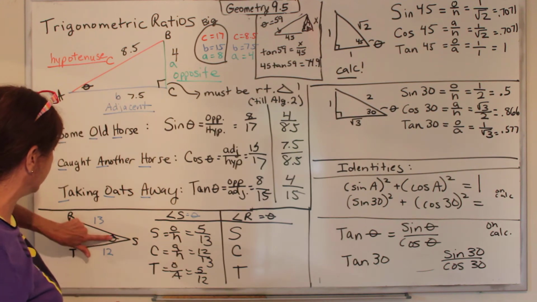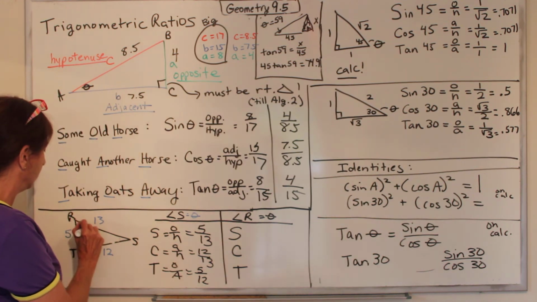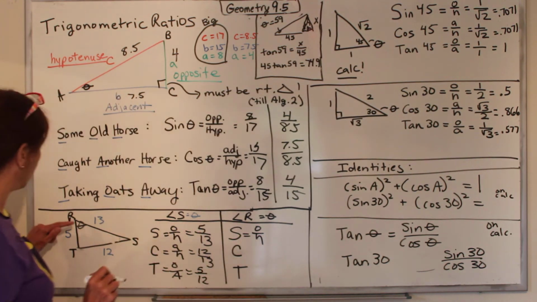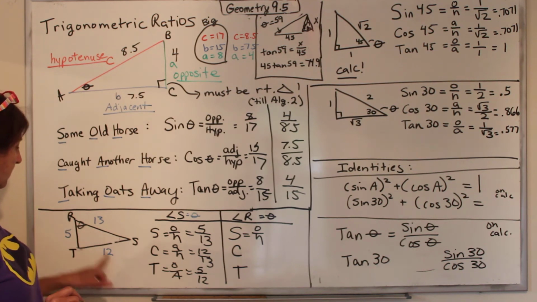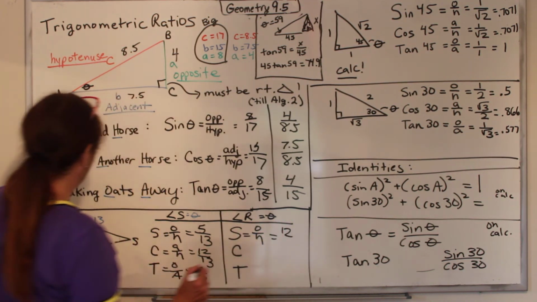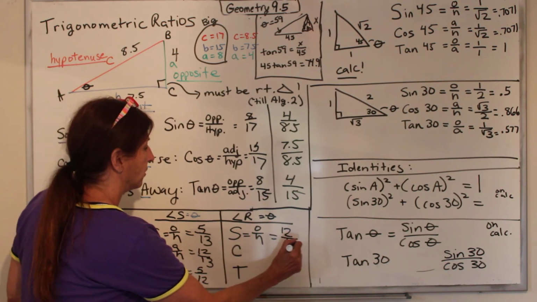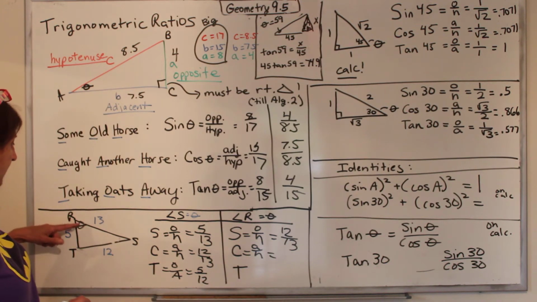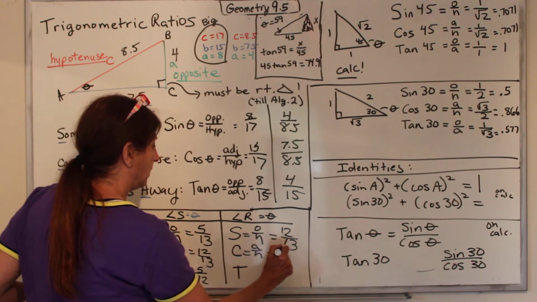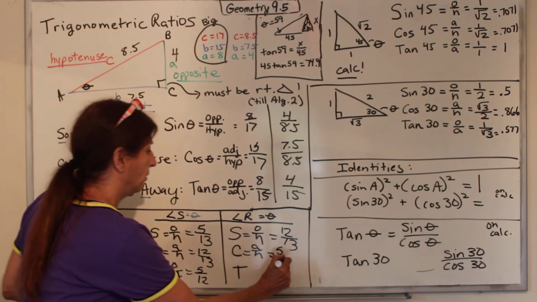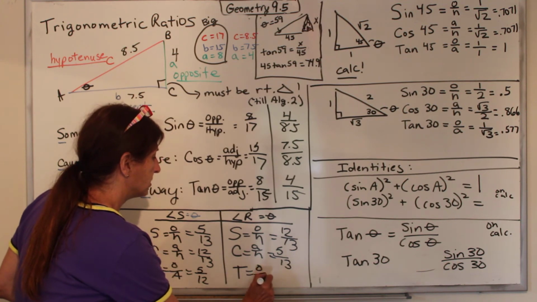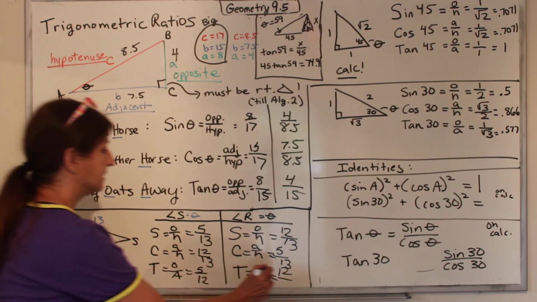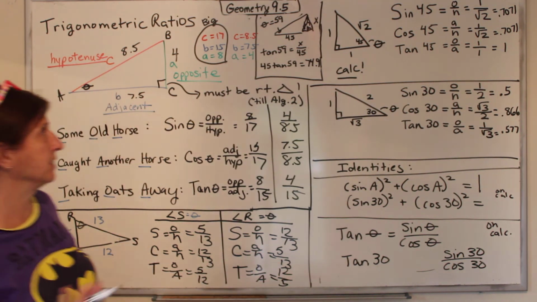Okay, so now we're going to change it. And R is going to be our theta. Alright? So now, Some Old Horse, for R, the opposite, do you see, is 12. But the hypotenuse is always the hypotenuse, it's 13. Caught Another Horse, for this being our theta, the adjacent is 5, over the hypotenuse, still 13. Taking Oats Away. The opposite is 12. The adjacent is 5. And this might take a little bit of practice and you looking at it, but that's what's going on here.